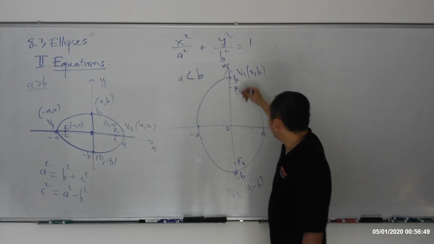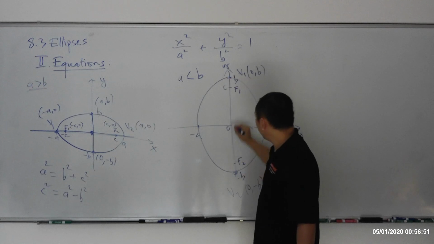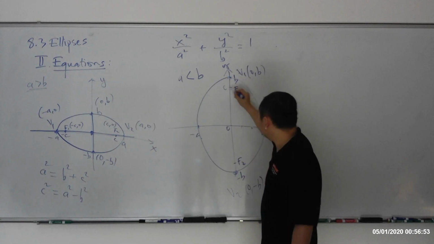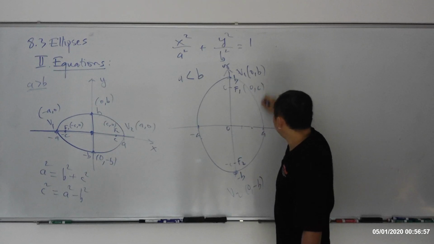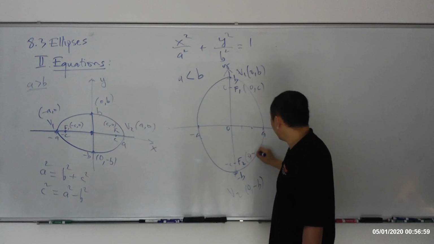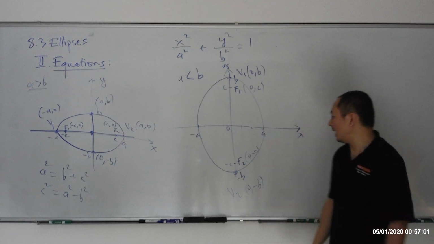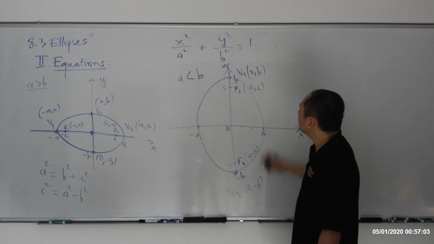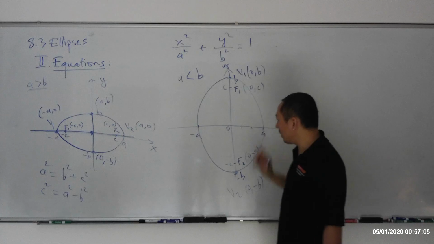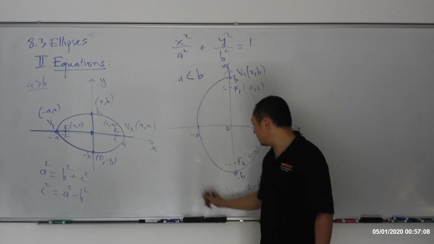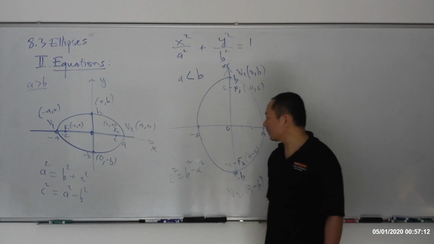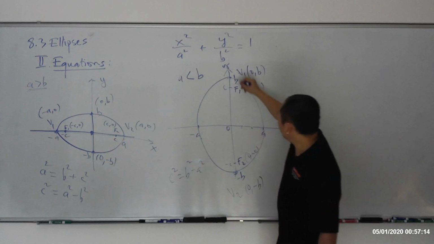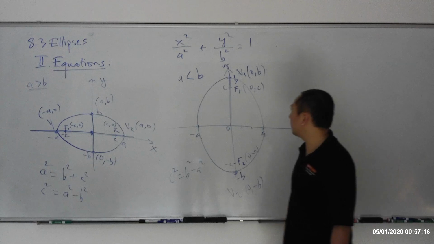We always use C for the two foci. So this is C, this is negative C. F1 is at 0 comma C, and F2 is at 0 comma negative C. How do we calculate C? The same way: always take the bigger one and subtract the smaller one. This time B is bigger than A, so C squared is now B squared minus A squared. In other words, B is now the hypotenuse in the right triangle.